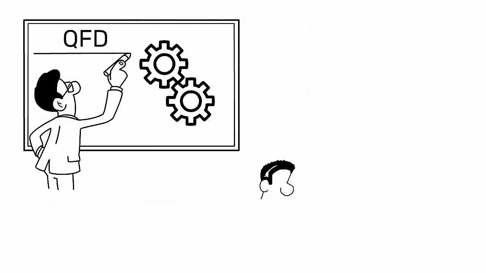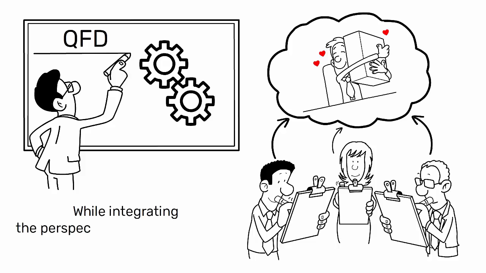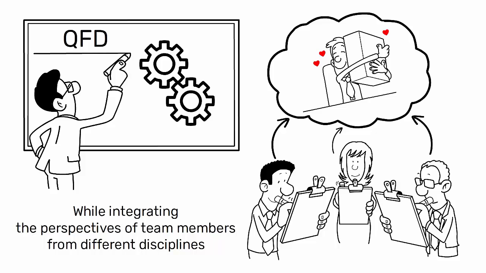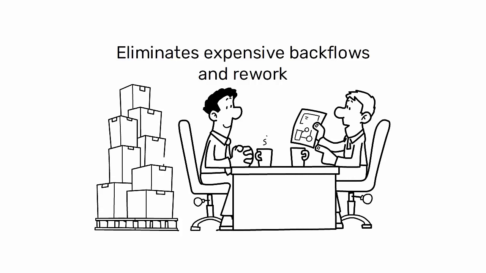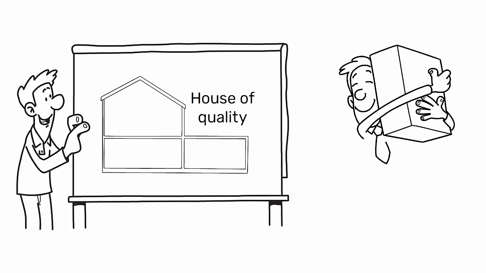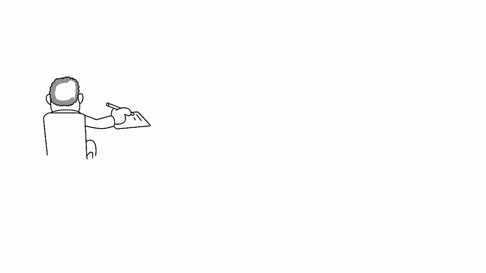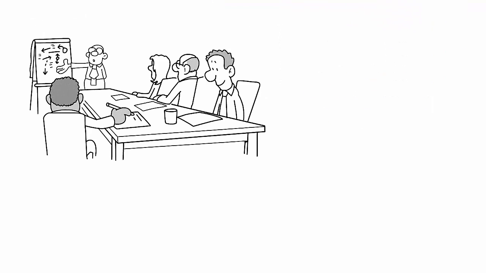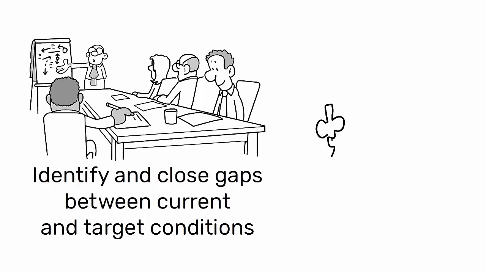In conclusion, QFD is a powerful tool that helps teams focus on meeting customer needs while integrating the perspectives of team members from different disciplines. It eliminates expensive backflows and rework, and ensures that suppliers are also involved in the process. And with the House of Quality diagram, customer needs are visually identified and prioritized. By following these key characteristics, lean organizations can successfully identify and close gaps between current and target conditions, ultimately leading to continuous improvement.